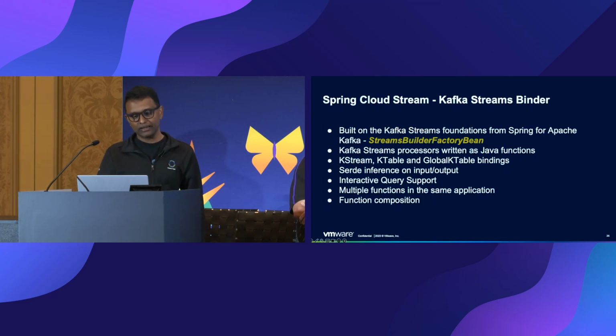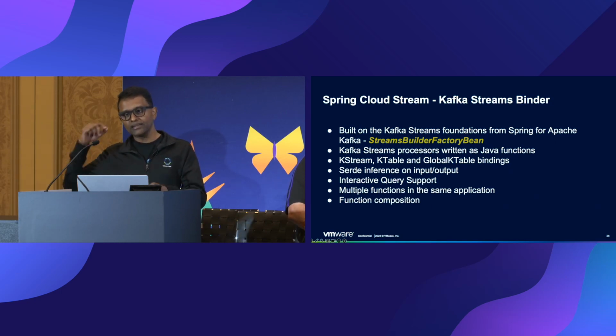All right, moving on to the Kafka Streams binder. Spring Cloud Stream, using the support for Kafka Streams that Gary mentioned in Spring for Apache Kafka, essentially from the StreamsBuilderFactoryBean, builds a dedicated Kafka Streams binder. Here it doesn't go through the message channel support in Spring Integration, but rather binds directly to the Kafka Streams types such as KStream, KTable, GlobalKTable, and things like that. Normally, if you write a Kafka Streams application, you have to define your SerDes for both input and output. But the binder does automatic inference based on your function signature and things like that.